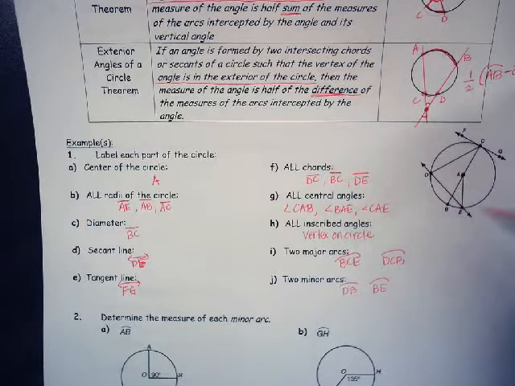All inscribed angles. So this means the vertex has to be on the circle. So if we look around the circle, let's just go around it and find a point on it and see if it has a vertex. So D is a point on the circle, and it is a vertex right here. So an inscribed angle would be CDE. And then let's go around and we find C here. Another inscribed angle would be DCB.